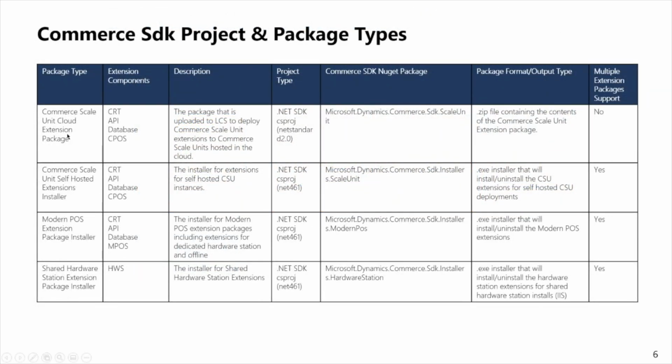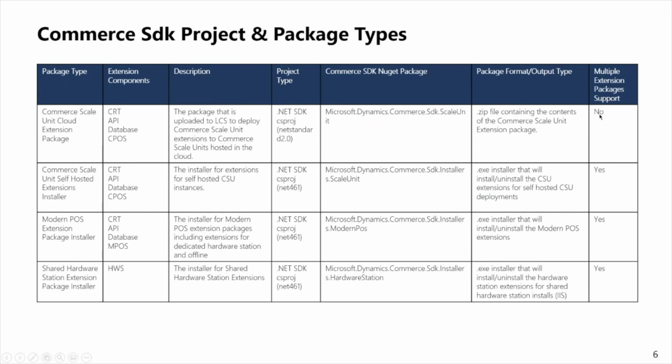Okay. So with that overview, we'll do a deep dive table of the different package types. For cloud, we have only one package type, called the cloud scale unit package. Okay. It can contain your CRT, API, database, and the CPOS extension. This package is uploaded to the LCS and then deployed to your cloud environment managed by Microsoft.